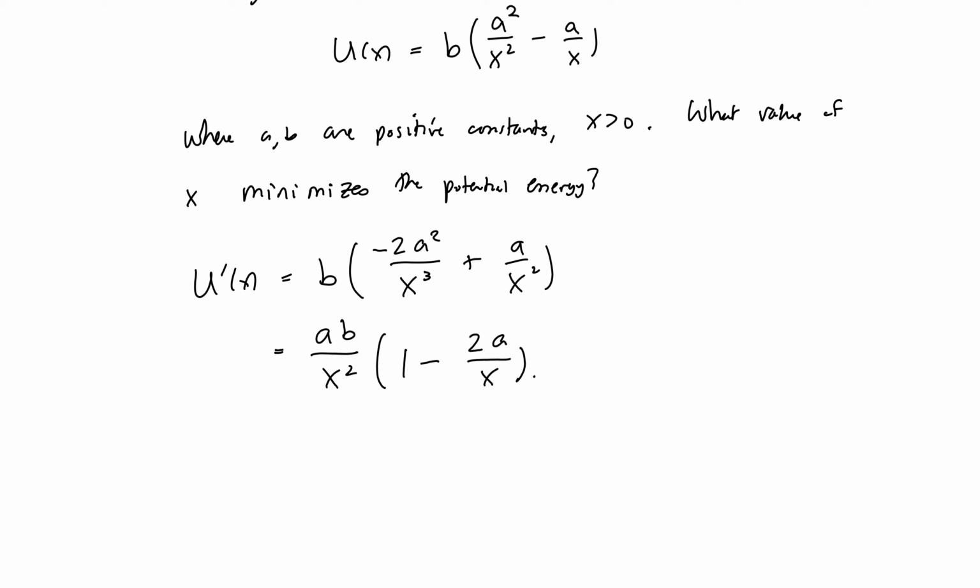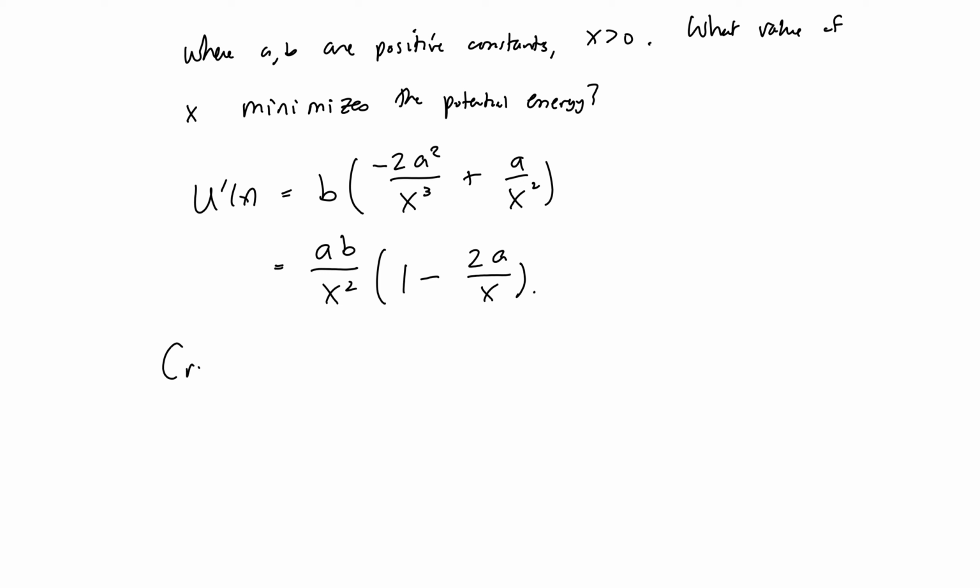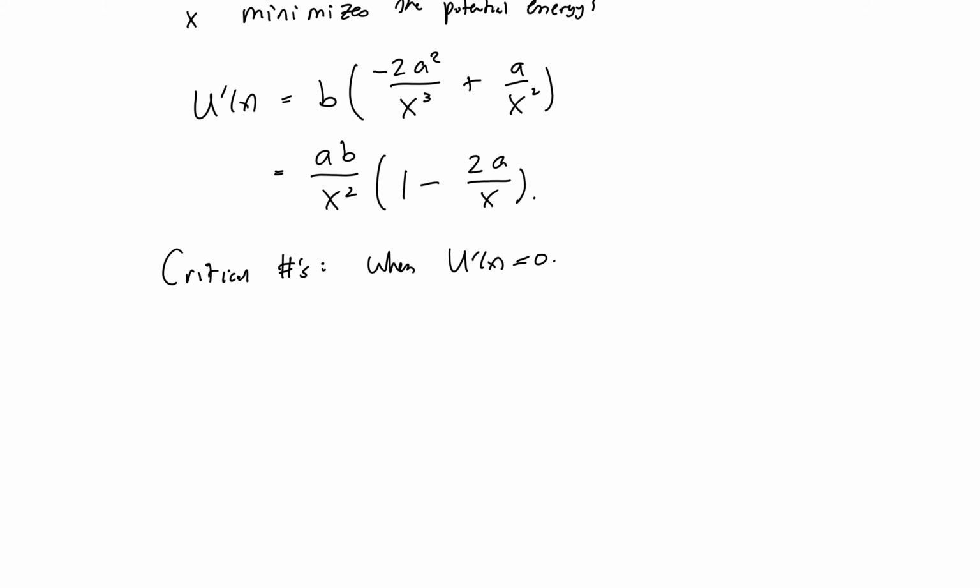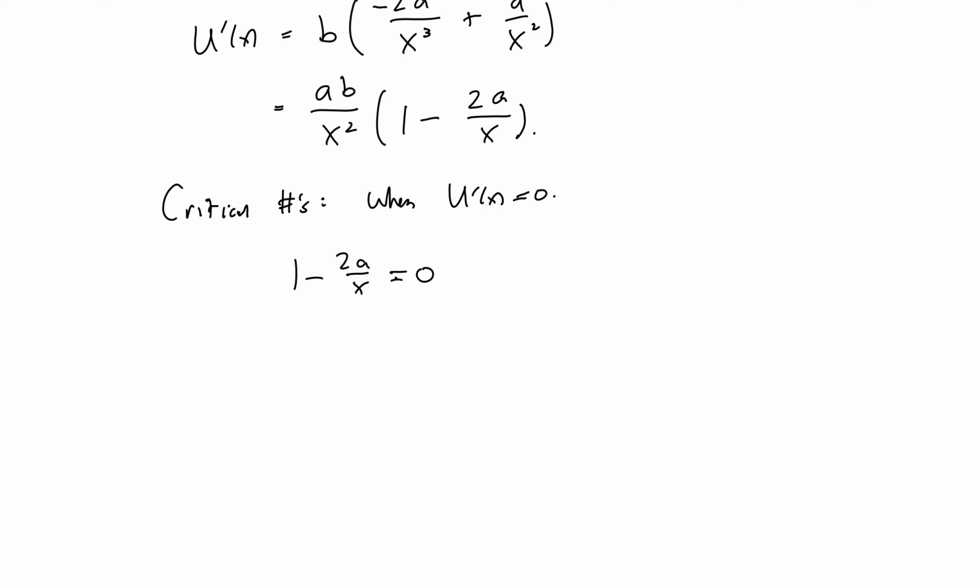Now remember, we've assumed that x is bigger than 0 here, so our critical numbers, well, normally we would have x equals 0 because that's a spot where this is undefined, but we have x bigger than 0 here, so that doesn't happen. So this is when u prime of x is equal to 0 for this case. And since a and b are positive constants, this can only happen when 1 minus 2a over x is equal to 0. So this is the same as 1 is equal to 2a over x, or x is equal to 2a. So that's our critical number.